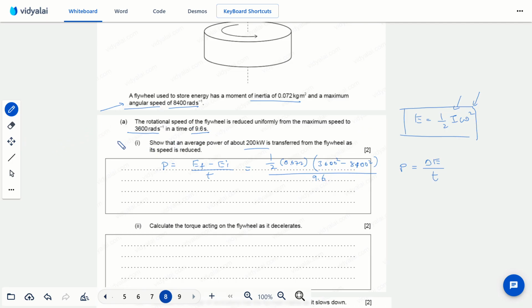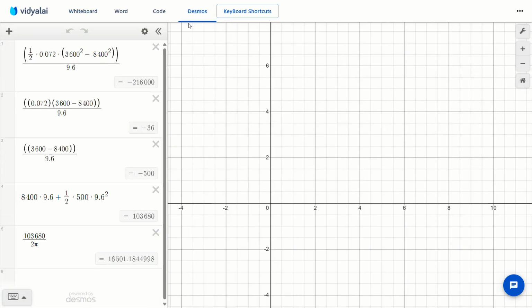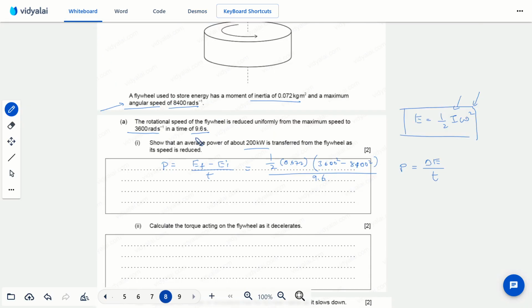So I have already performed this calculation, and this gives us minus 2160 and two more zeros, or else we can also write it down as 216 kilowatts, which is very close to 200 kilowatts.